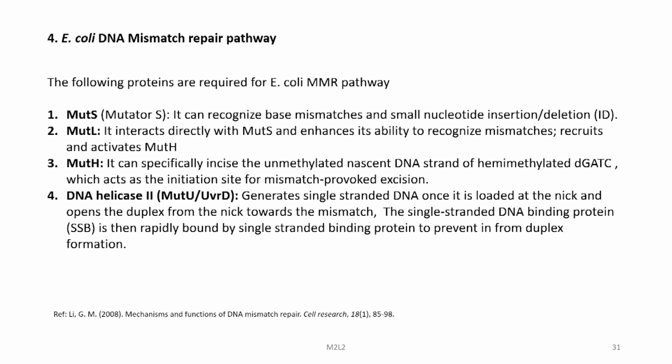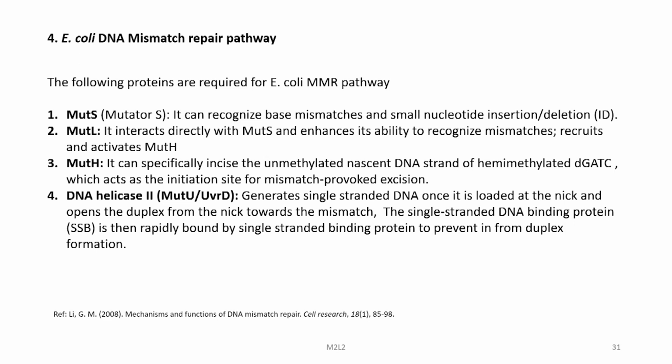What does MutS do? As already told, it can recognize base mismatches and small nucleotide insertions or deletions. MutL interacts directly with MutS and enhances its ability to recognize mismatches, and recruits and activates MutH. MutH can specifically incise the unmethylated nascent DNA strand of hemimethylated GATC, which acts as the initiation site for mismatch-provoked excision. DNA helicase 2 generates single-stranded DNA once it is loaded at the nick and opens the duplex from the nick towards the mismatch.